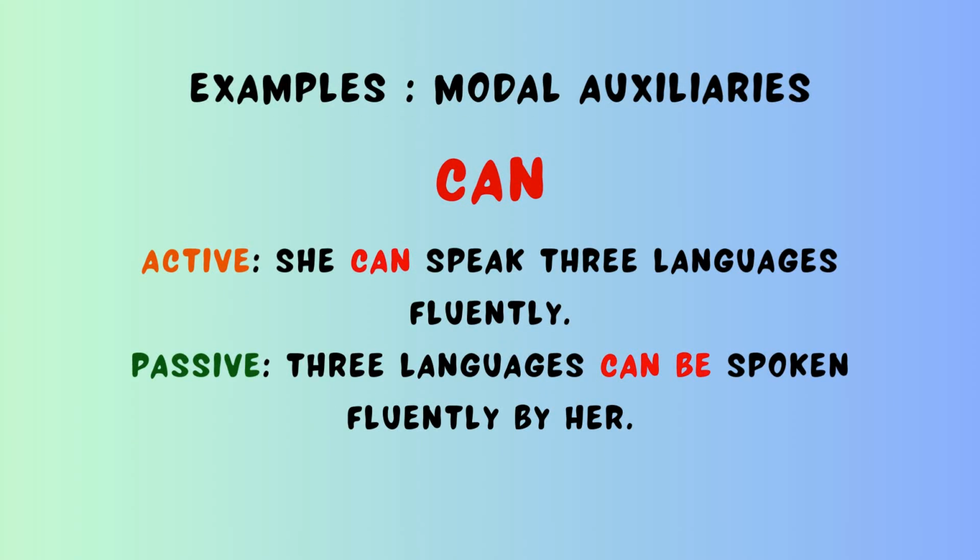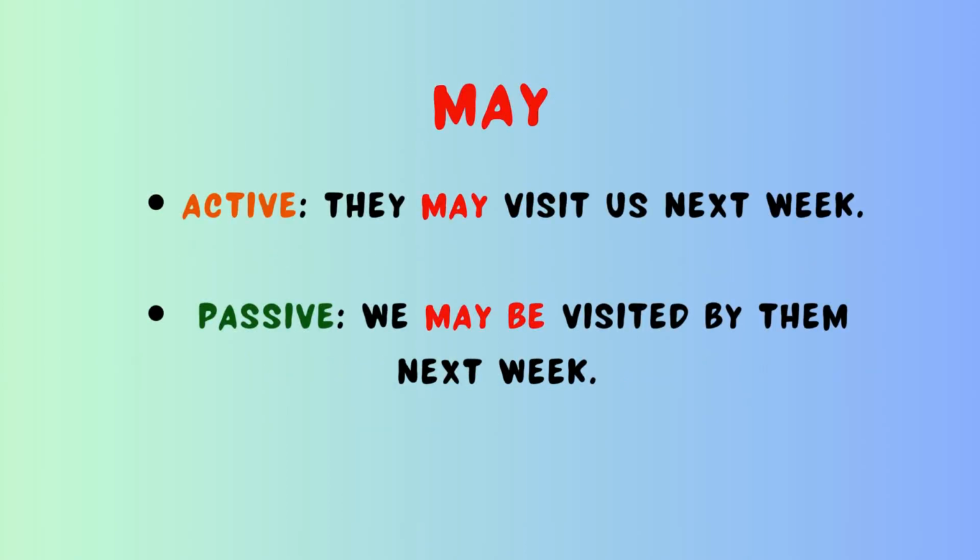For example, she can speak 3 languages fluently. The passive conversion is 3 languages can be spoken fluently by her. Another example, they may visit us next week. The passive conversion is we may be visited by them next week.